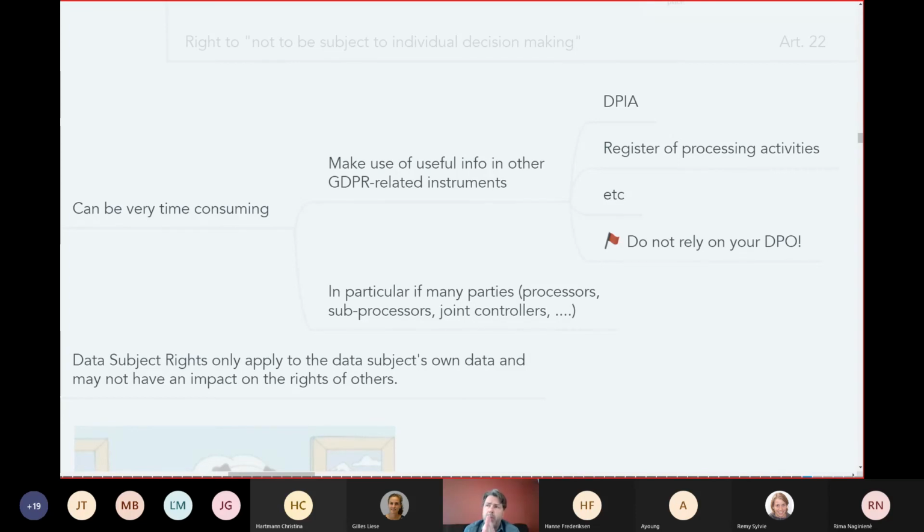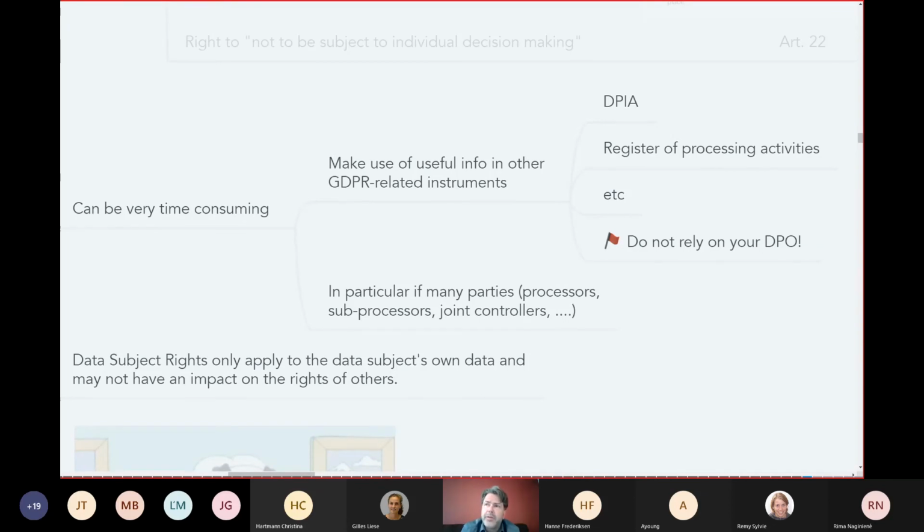So when preparing for that, you probably do have already within your organizations, or at least you should have already, quite some instruments. You probably have done a data processing impact analysis. You probably have a register of processing activities, at least you should have one. And these instruments already contain quite some information.